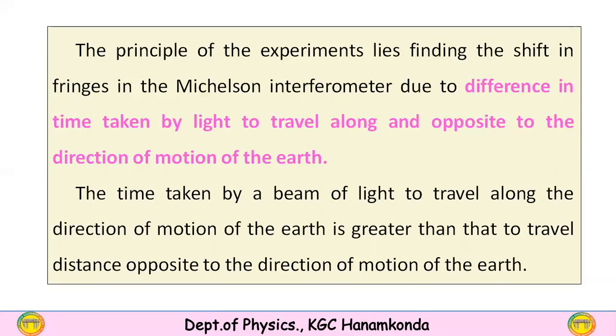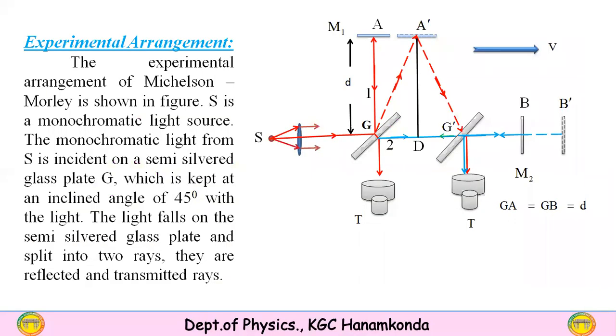Let us see the experimental setup of the Michelson-Morley experiment. Here S is the source of monochromatic light. From this source, the light rays are coming. To collimate, or make parallel, the light rays, we are using this convex lens. By this setup, parallel rays come out of the lens.